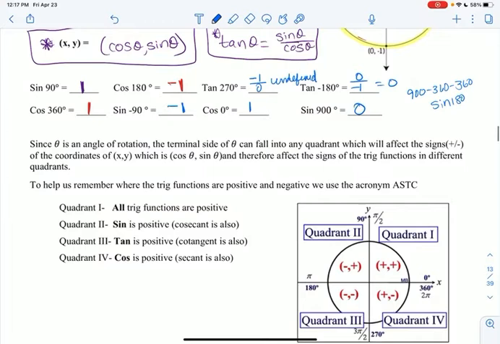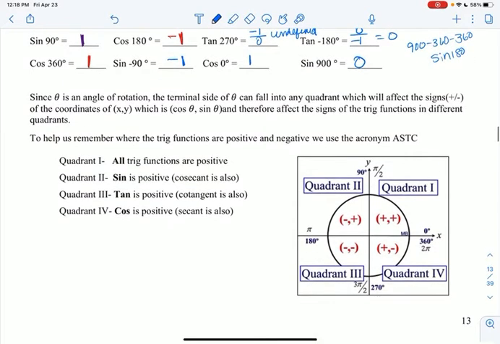Since theta is an angle of rotation, the terminal side of theta can fall into any quadrant, which will affect the signs. They might be positive, they might be negative, of the coordinates x, y, which are also cosine theta, sine theta, and therefore affect the signs of the trig functions in the different quadrants. To help us remember where the trig functions are positive and negative, we use the acronym ASTC. A is quadrant 1. In quadrant 1, all the trig functions are positive.